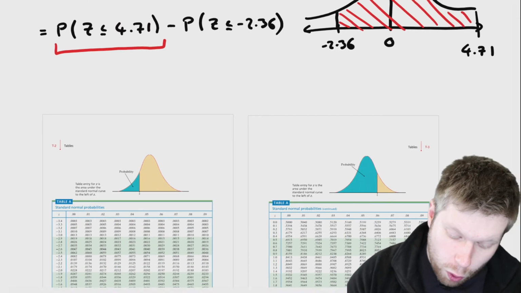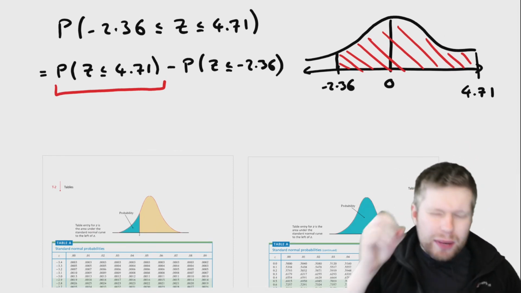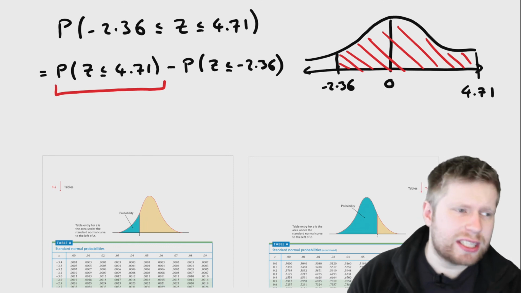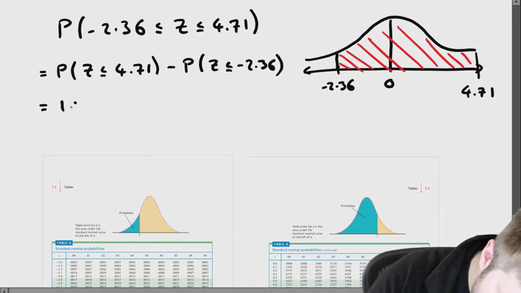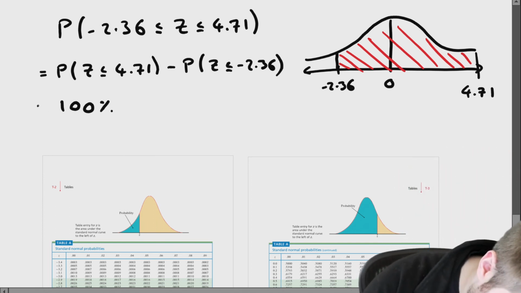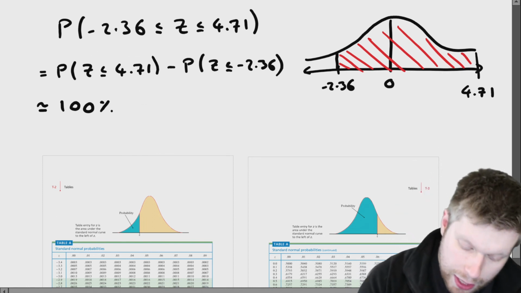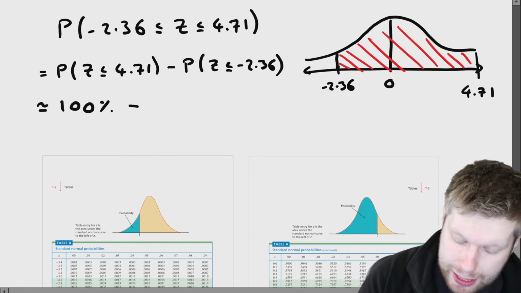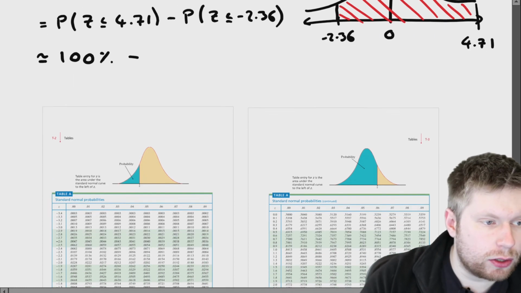So 4.71, it's not quite 100%, so you've not quite had every single value, but it's pretty close, so you can just consider it as 100%. So I'm going to say that value there is near enough 100%, approximately 100%. So I should write this approximately. Okay, so it's approximately 100% because that value there is approximately 100%. Then I'm going to take away the probability that z is less than or equal to negative 2.36 units of standard deviation of the mean.